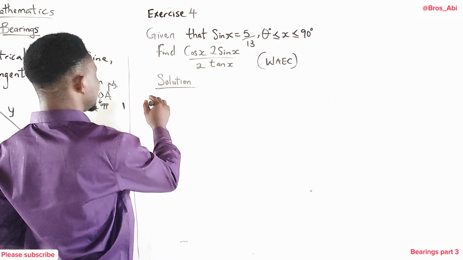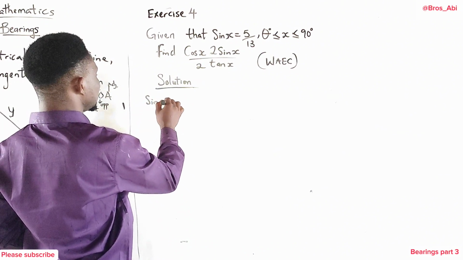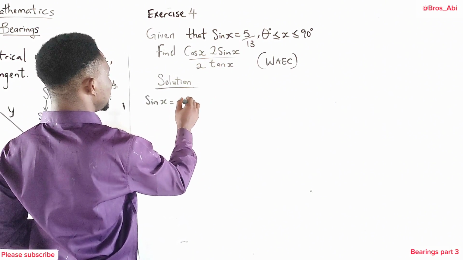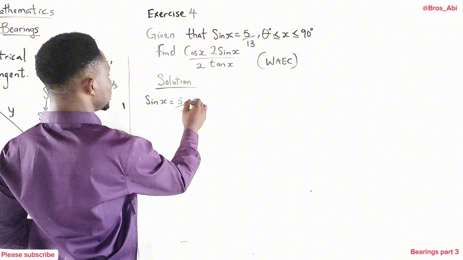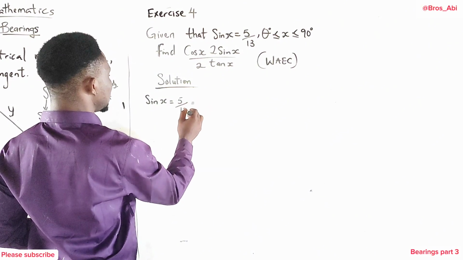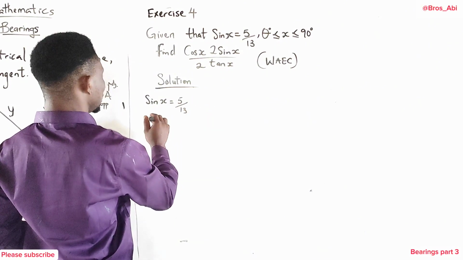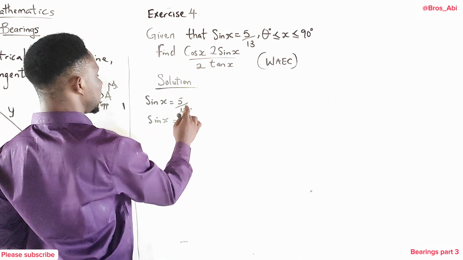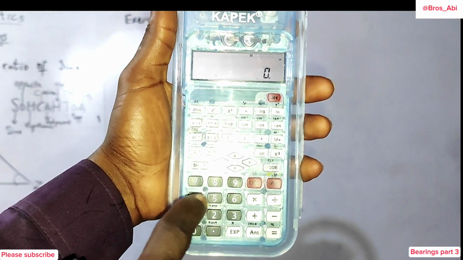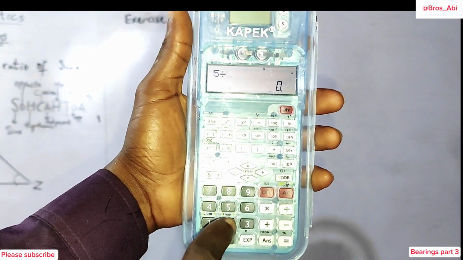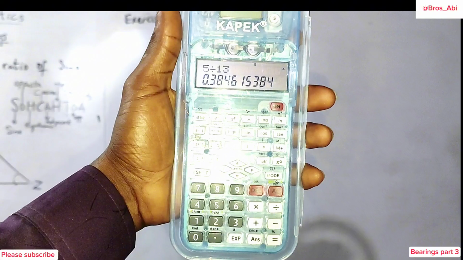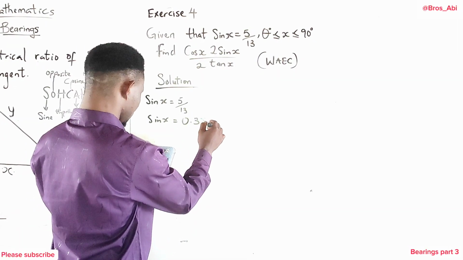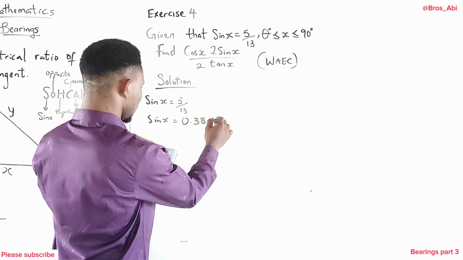What is x? sin x, they said, is equal to 5 over 13. So let's solve first, what is 5 over 13? So sin x will now be equal to 5 divided by 13. 5 divided by 13 equals 0.3846.